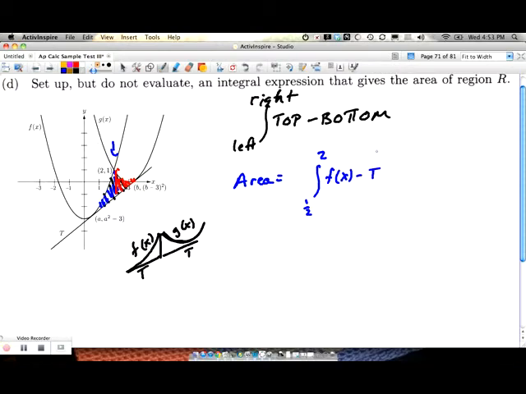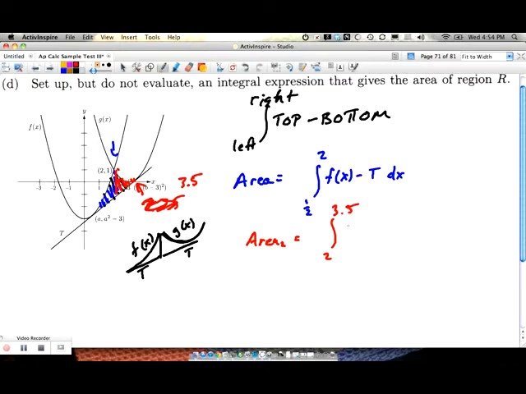Then we have the red area, area 2, our second area, is equal to the integral from 2. Now this goes right here. We figured out that b was 2.75. So from 2 to, oh, pardon me, not 2.75. It's 3.5. 2 to 3.5 of g of x minus t dx.